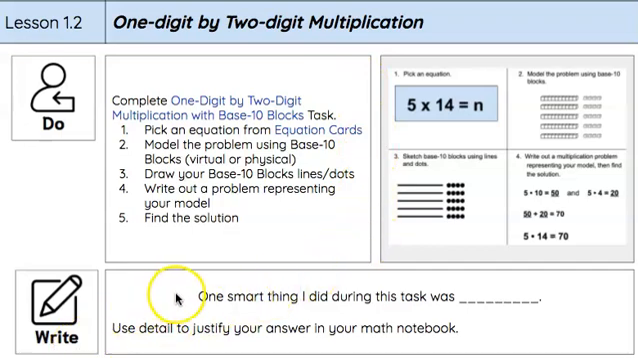Finally, move on to the right section of your learning plan. One smart thing I did during this task was, and be sure to use detail to justify your answer in your math notebook. The task says to do this activity with a partner, but you could do it on your own, or if you have a sibling or parent that you'd like to do it with, please feel free to do so.